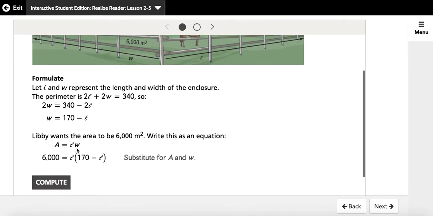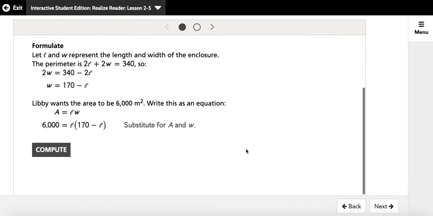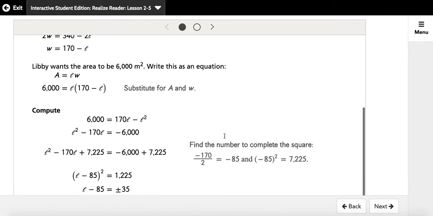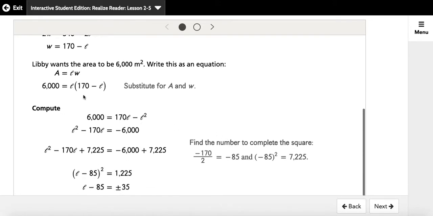And we know the length times the width equals the area. They replace the expression for width with 170 minus L. So we have L times 170 minus L. And then they distribute. Let's see, what do we have here? They distribute the L times 170 and the L times the L to get this expression here.